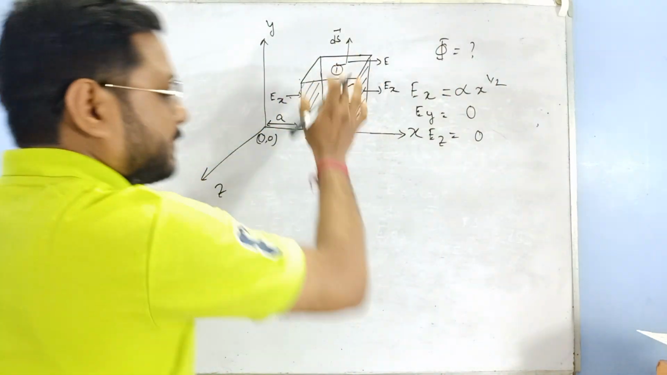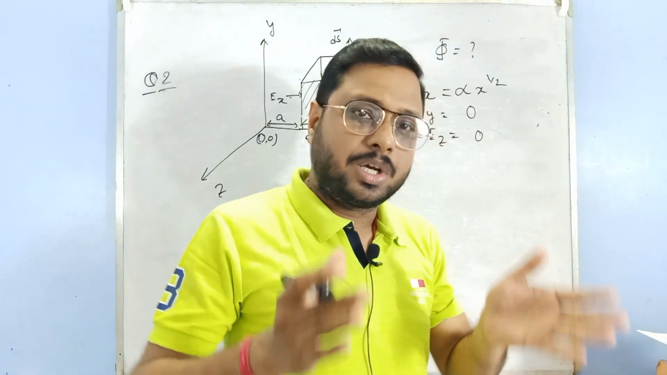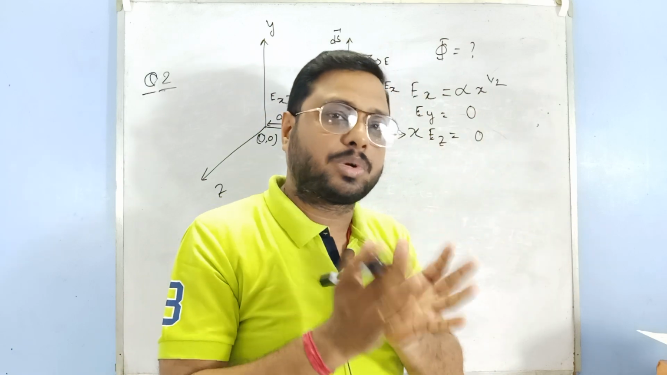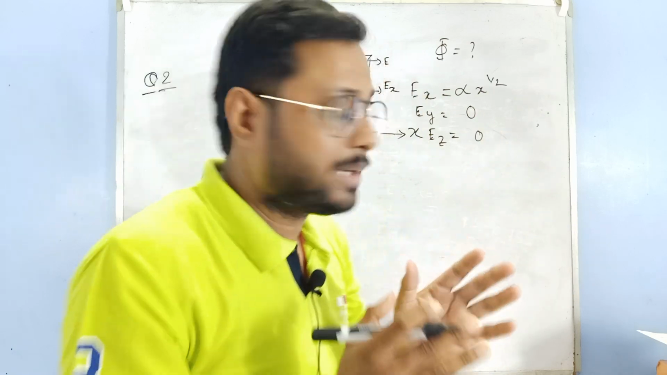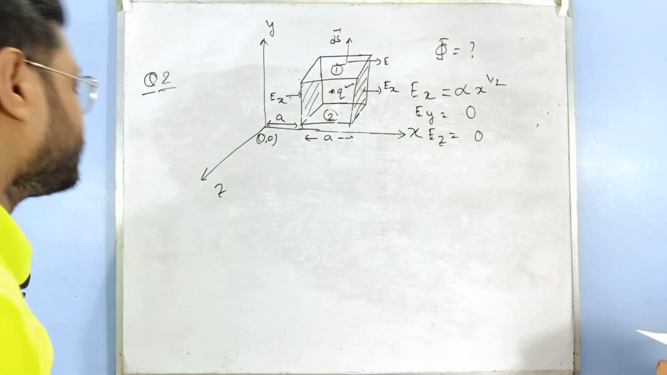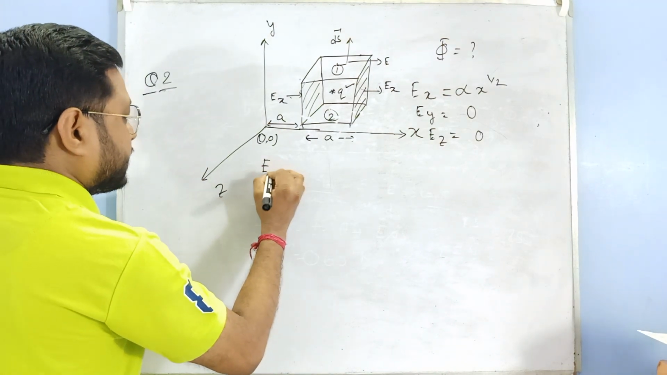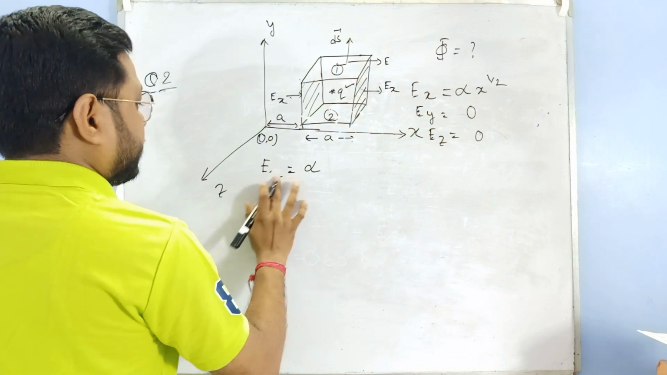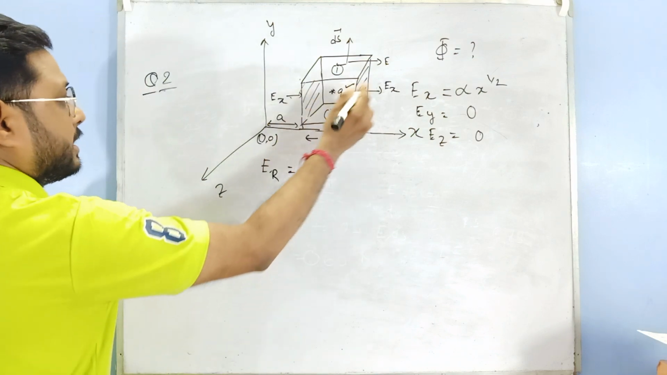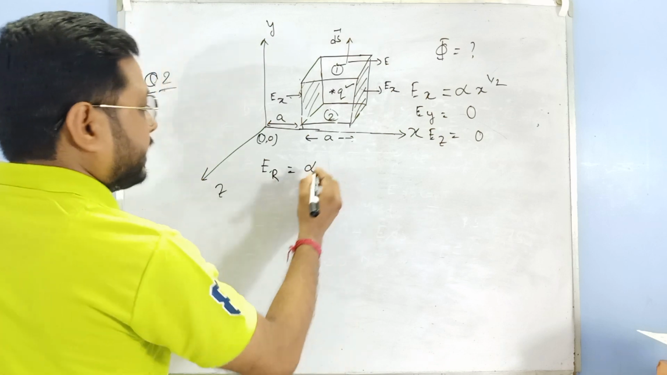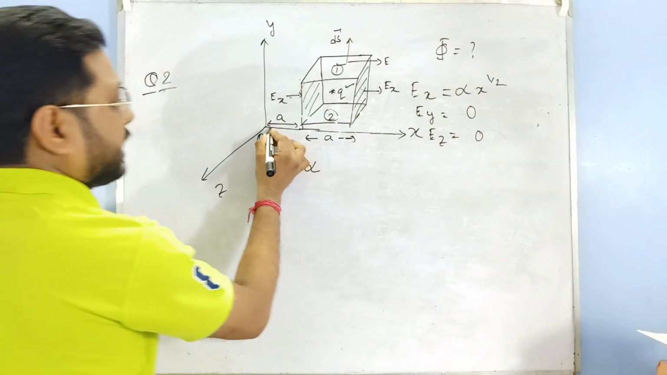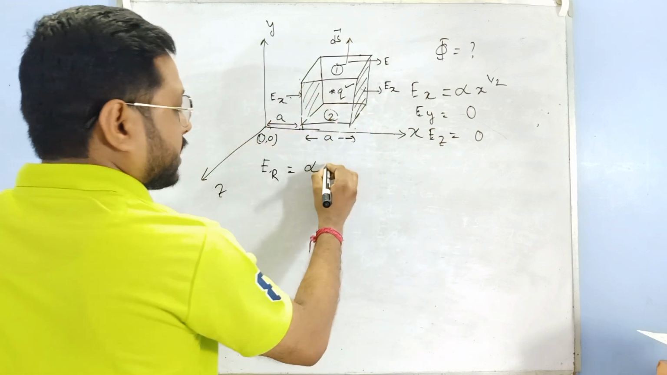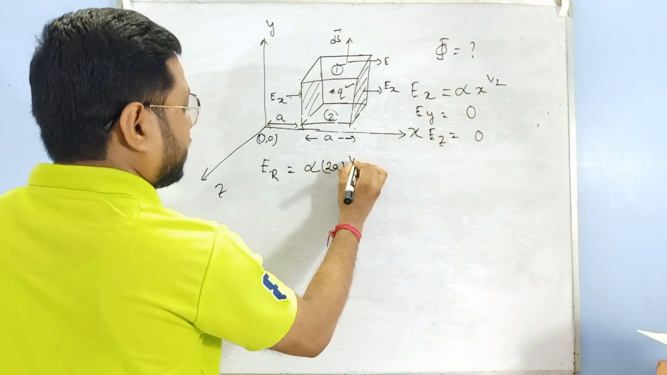Otherwise, the other four surfaces, as we know the cube has 6 surfaces, the total electric flux is 0 due to the perpendicular component. Now Ex equal to alpha x to the power half. If we take E right, that is the right side, what is the value of x? a plus a, that is 2a. So alpha into 2a to the power half.